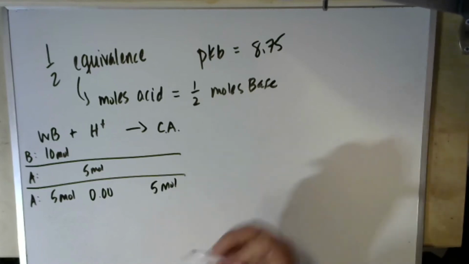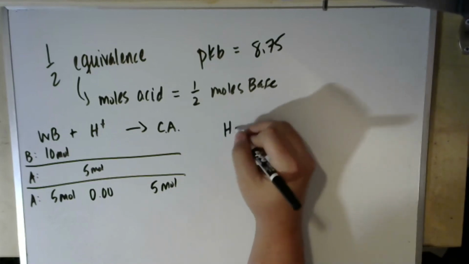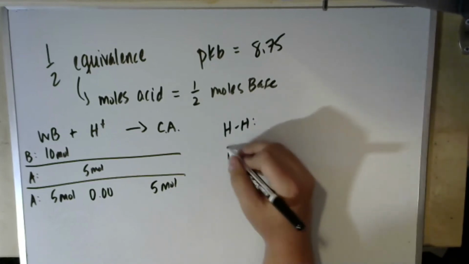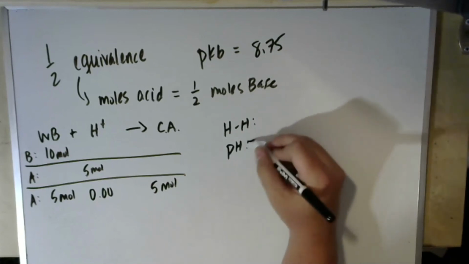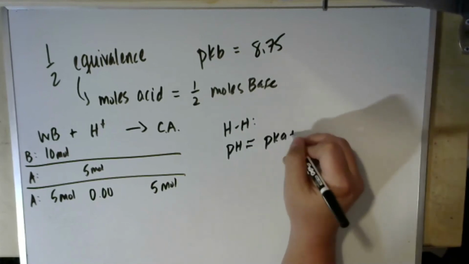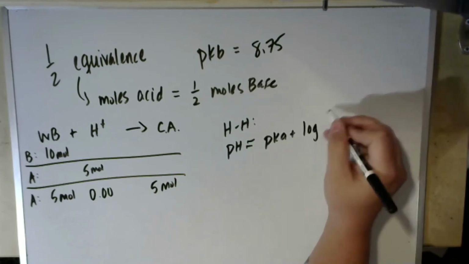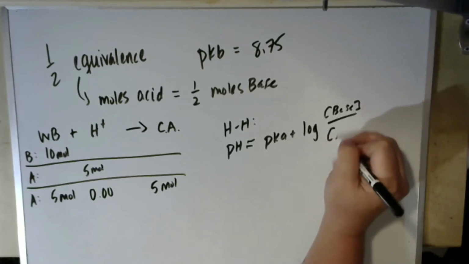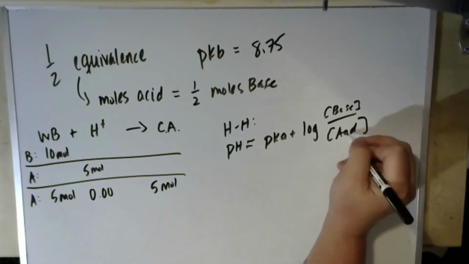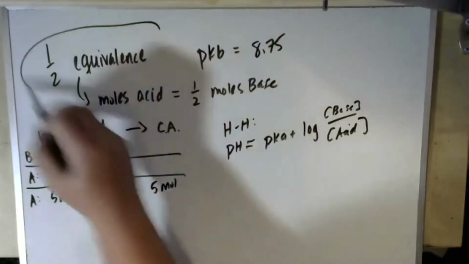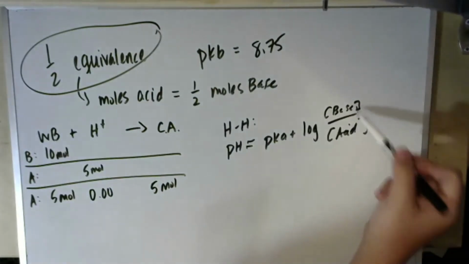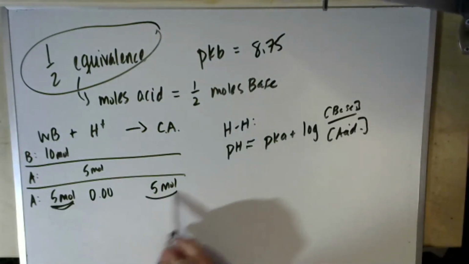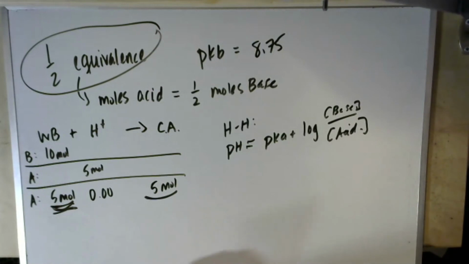In my Henderson-Hasselbalch equation, this says that I can find the pH of a solution as long as I know the pKa, and then the concentration of my base over the concentration of my acid. At half equivalence, these two values are always going to be the same.